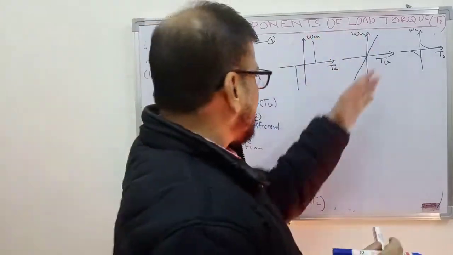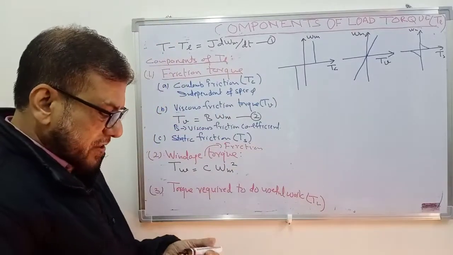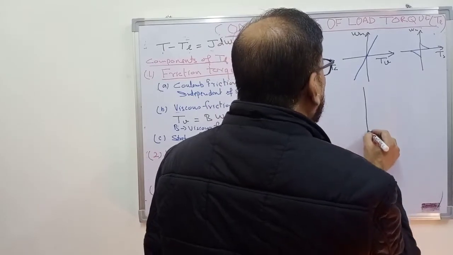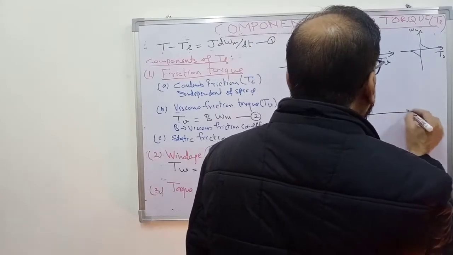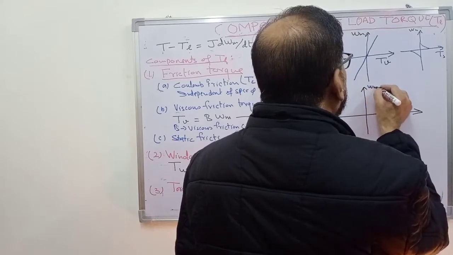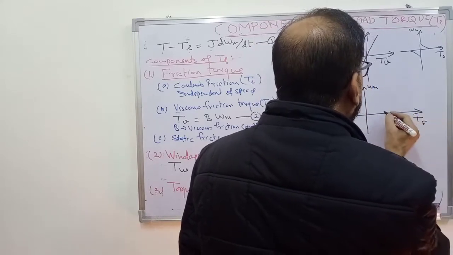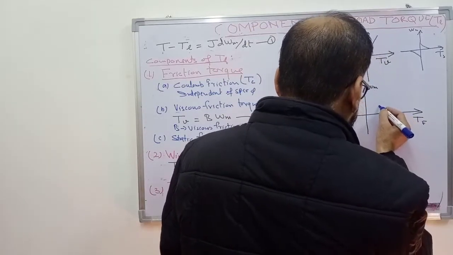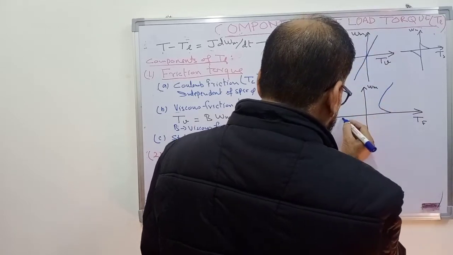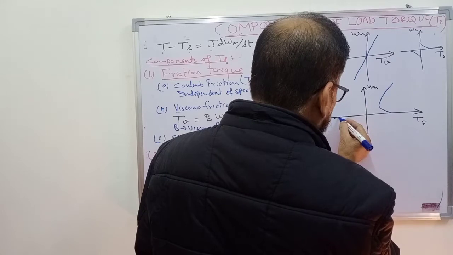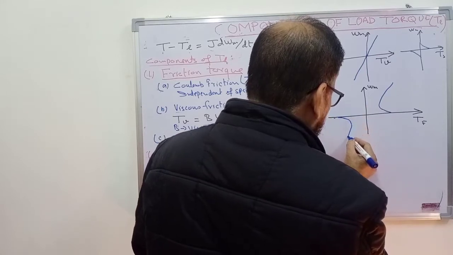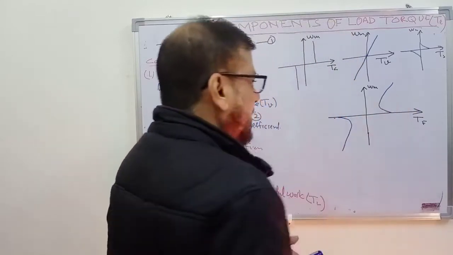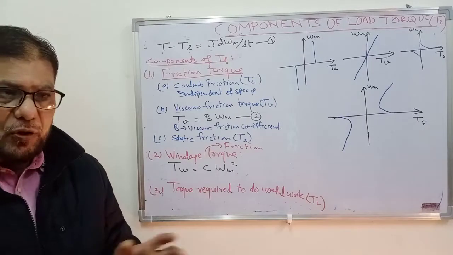If you combine all these friction torques, you will get a curve like this. This you can call the net friction torque Tf that the motor has to overcome. In both the directions, curves are identical. So this is the net friction torque that the motor has to overcome.